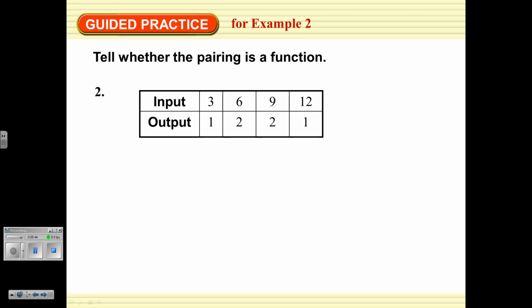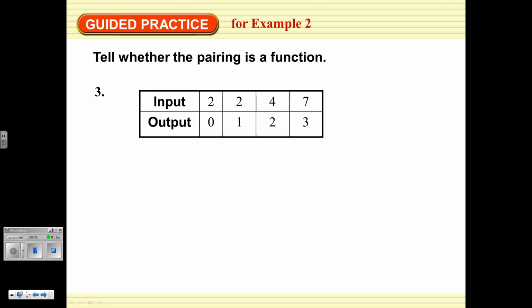Okay, number 2, let's look at it. 3, 6, 9, 12. So we have 4 inputs and we have 4 outputs. We don't have duplicate or 2 outputs for any one input. So it is a function.